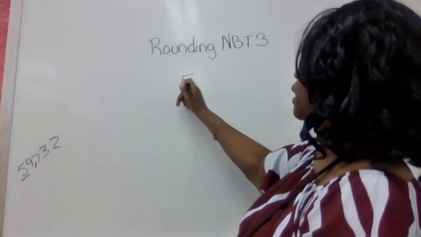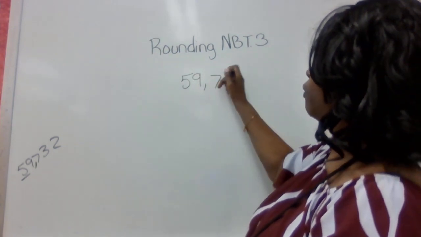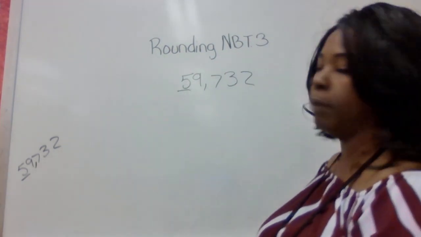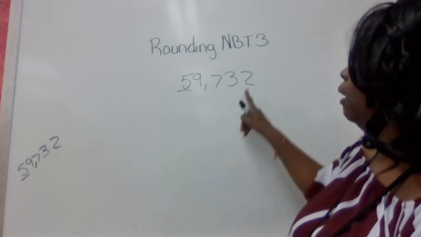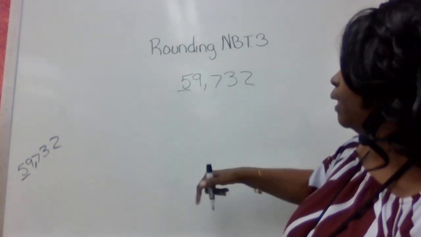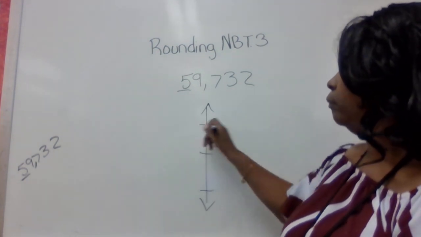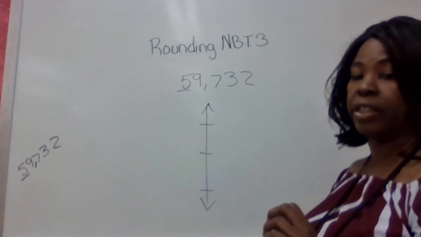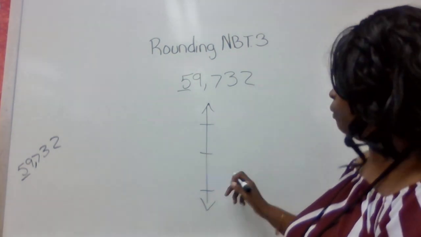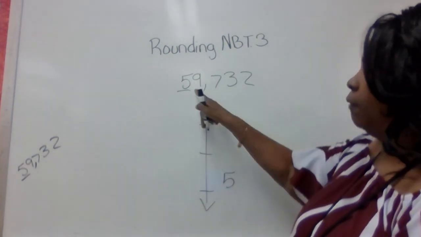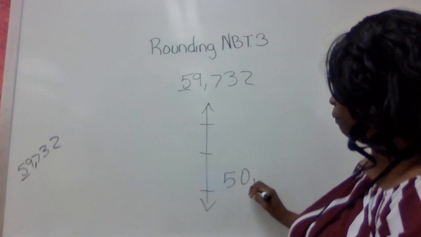So we're going to do one more. And our number is 59,732. This time the number in the 10,000s place is underlined. Ones, tens, hundreds, thousands, 10,000s. Let me do my vertical line. Okay, remember the underlined digit stays on my baseline, so that 5 is going to stay. Everything after the underline is going to go to a 0.